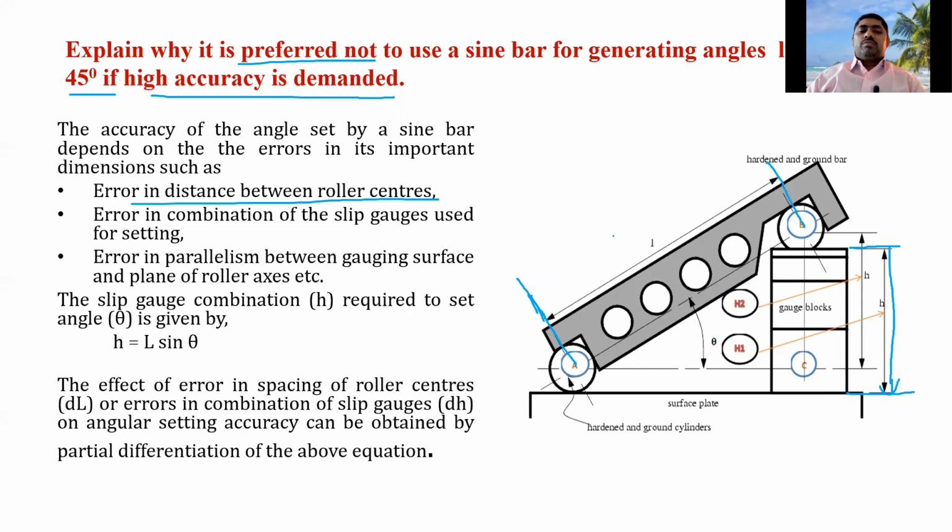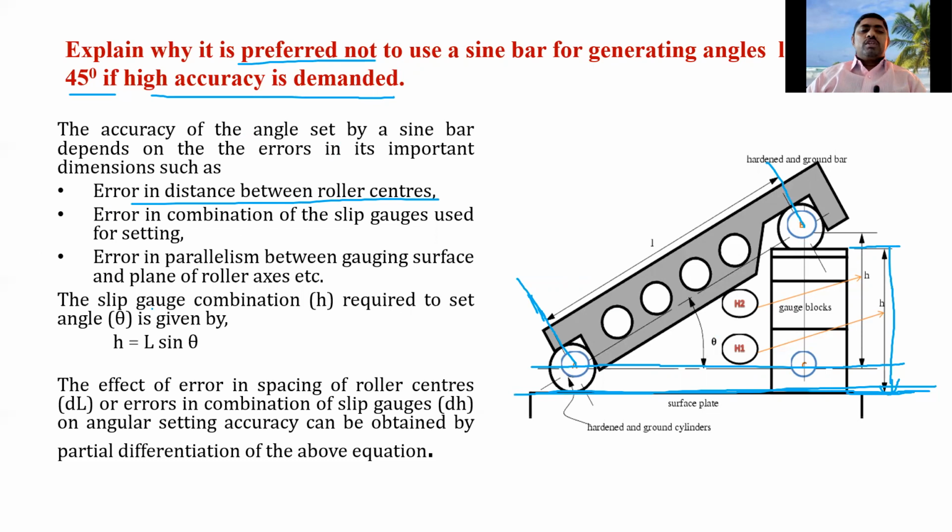Error in the parallelism between the gauging surface and the plane of roller axis. So the axis of the two rollers and the gauging surface, or the surface of the surface plate, must be parallel to each other. There should not be any deviation. If there is any deviation, that causes error.